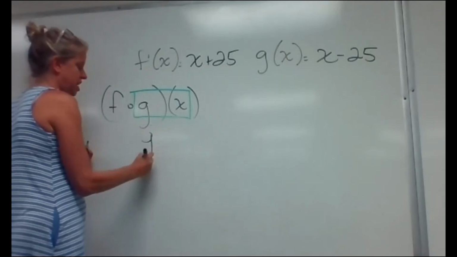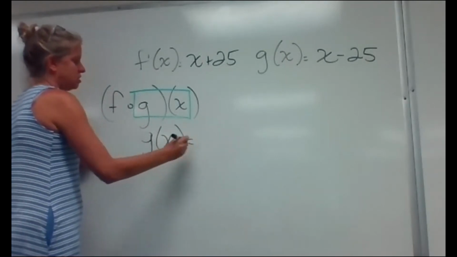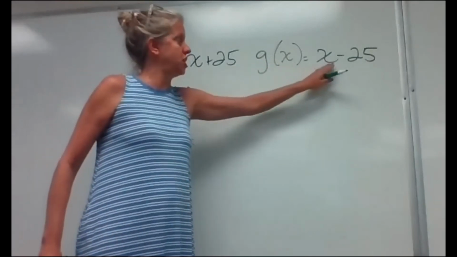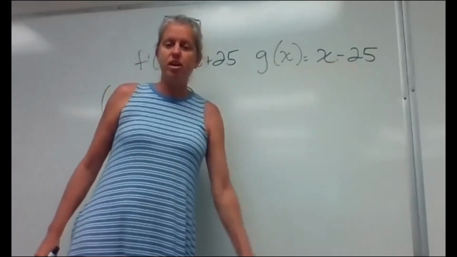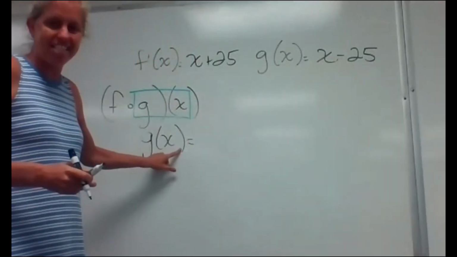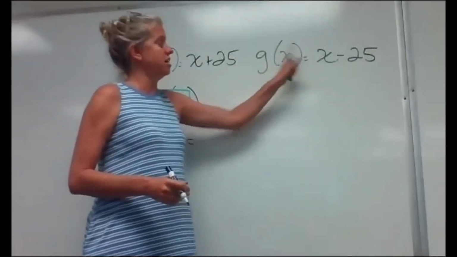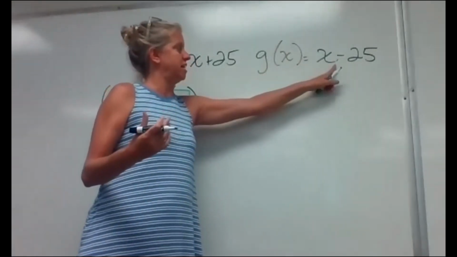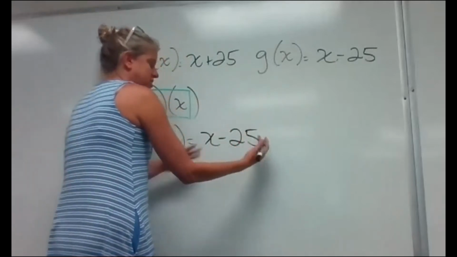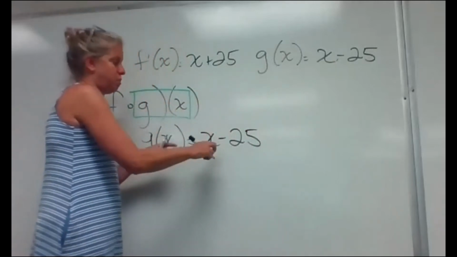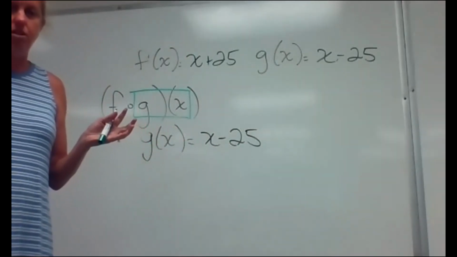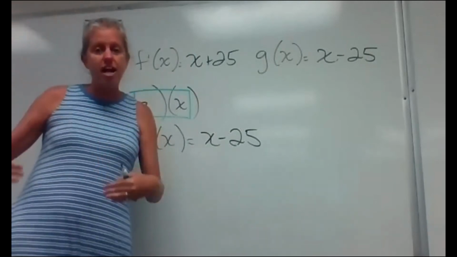So I'm finding g of x. Well, it tells me what g of x is. What is g of x equal to? Well, it's just x minus 25. So I'm not replacing the x with a number this time because I'm finding g of x. Now, unlike the last ones, I can't do anything else with this part of the problem, right? Because you can't put those together. They're not like terms.